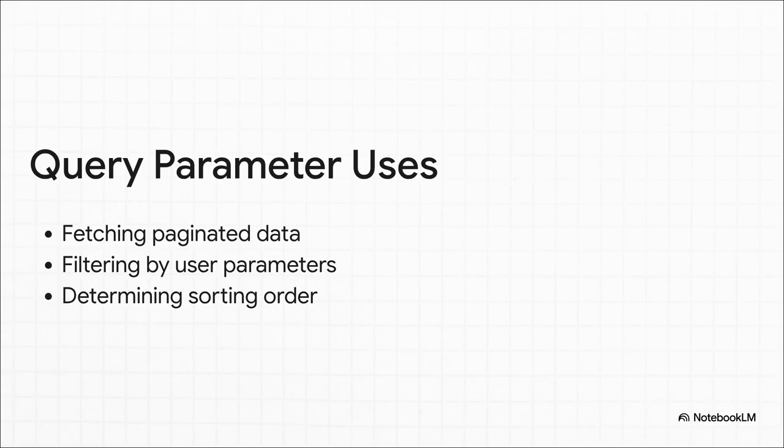We also use them for filtering by user-defined parameters or determining sorting order, like telling the server if you want the results in ascending or descending order. The client uses these parameters to request highly specific, manageable chunks of data.